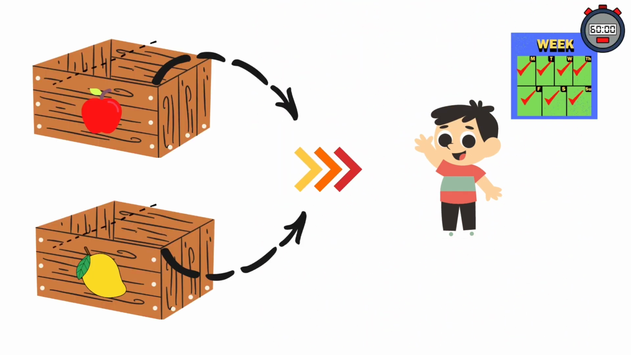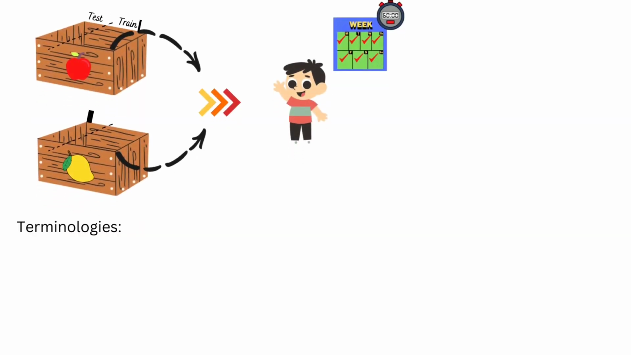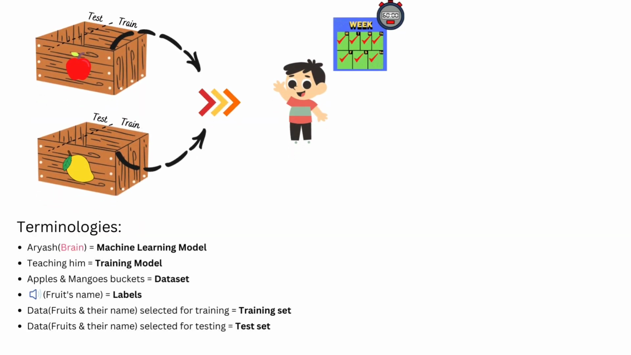Now let's dig into the terminologies I tried to explain through Arish. Arish's brain here is the machine learning model. Teaching him is training the model. Apple and mango buckets are the datasets. Fruit names I spoke while showing fruits to Arish are acting like labels. Data selected for training is the training set. Data selected for test is the test set.